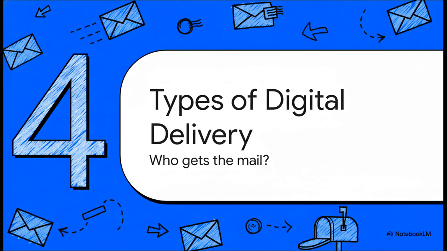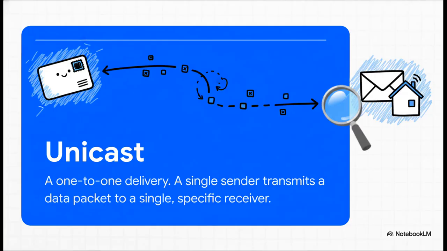Okay, so if every packet is like its own piece of mail, who can we actually send this mail to? Well, it turns out the network layer supports a few different types of delivery, and each one is designed for a totally different purpose. So first up is unicast. This is the one you use all day, every day without even thinking about it. It's a simple one-to-one delivery, one sender, one specific receiver. It's basically the digital version of sending a letter to a single mailing address.